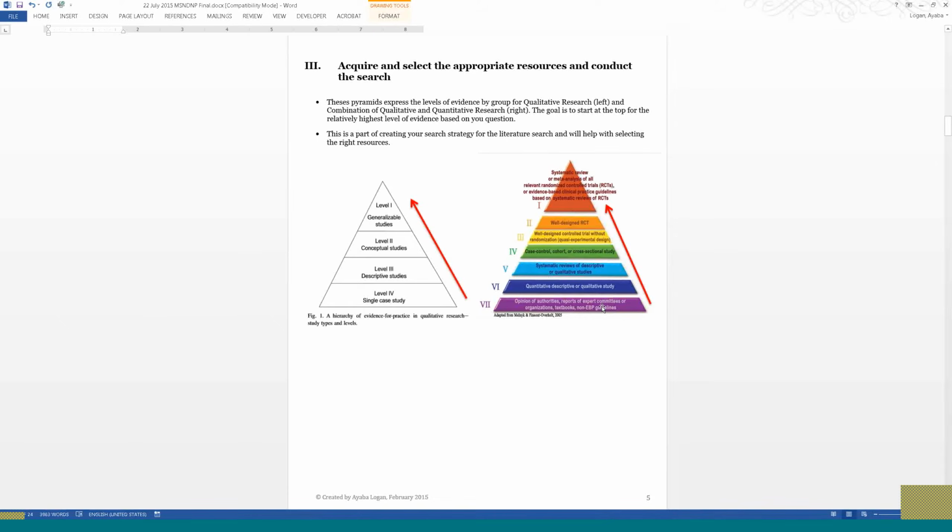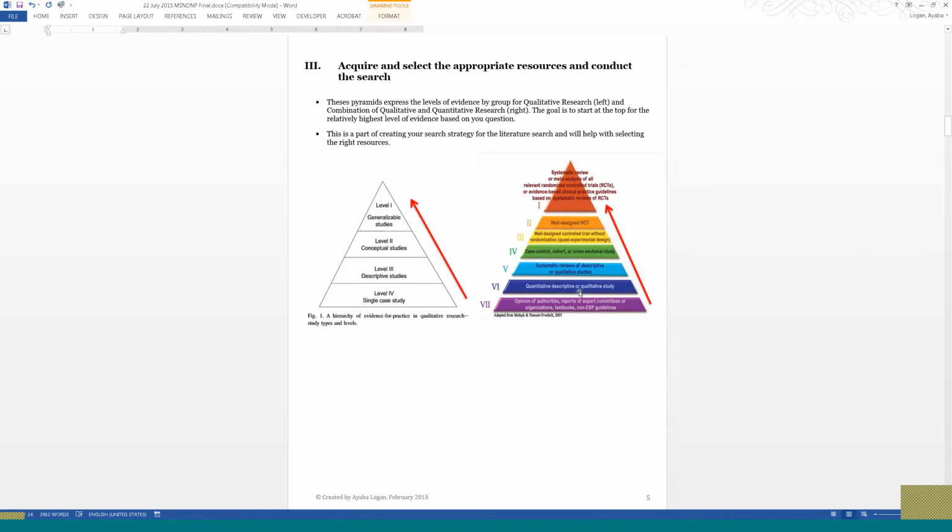As you see, from the very bottom are the opinions of authorities, reports. Sometimes this is all you have. If you have a brand new topic you're searching and it has not gone to the rigor of an RCT, or an RCT, a randomized controlled trial, is not appropriate for that, then this might be your highest level of literature or your highest level of evidence.